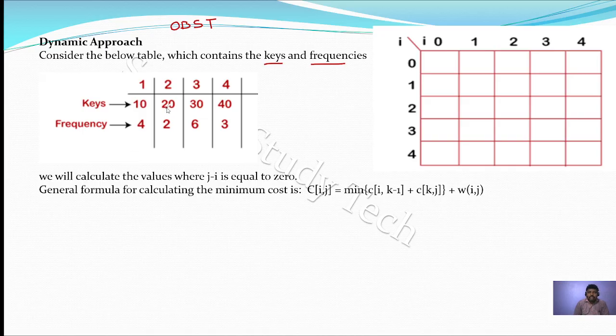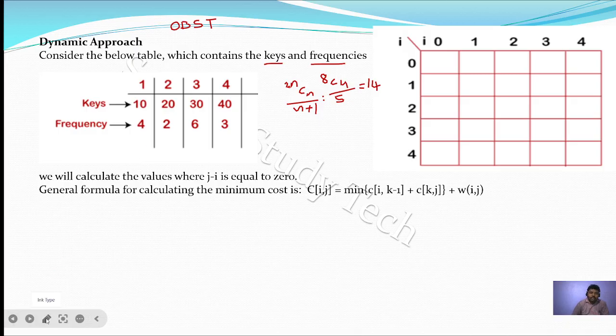Do you know how many binary search trees are possible for these 4 keys? That is 14. This is the formula: 2n C n divided by n plus 1, where n is the number of nodes. Here there are 4 keys, so it is 2 into 8 C 4 divided by 4 plus 1, that is 5. So a total of 14 binary search trees are possible for these 4 keys.